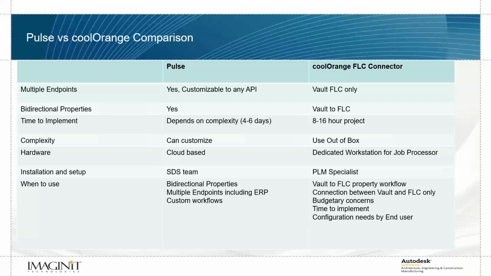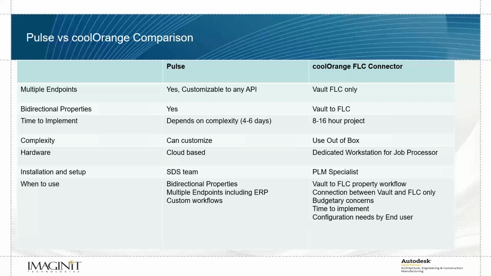However, with Pulse, we can customize it. We could create new workflows, we could tie new information together. With FLC, it can do three different things, and that's it. It's very much for that. Also, Pulse is cloud-based, whereas FLC has to have a dedicated workstation for the job processor. It really relies on a job processor to do that. With Pulse, we would have our software development team customize it and set it up. PLM specialists can set up the other.